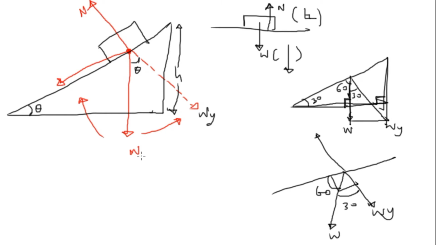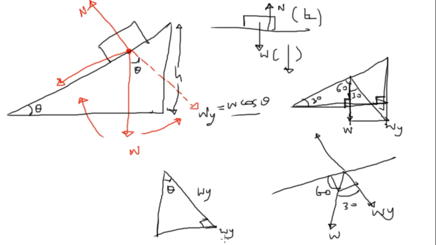Now notice that if I resolve W, which is the weight, to the vertical axis, which is WY, it will become W cos theta. If you don't understand how this is done, then let's bring out the triangle. The triangle is in this manner. We have angle theta here. This is the angle theta, and then this is WY.